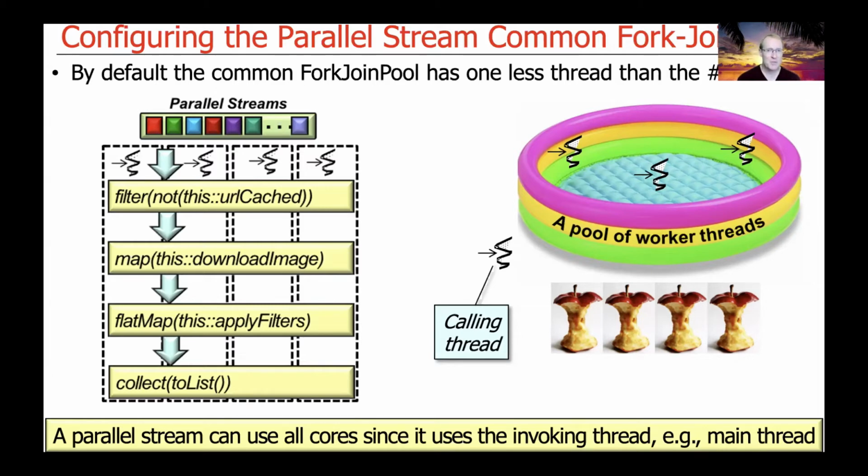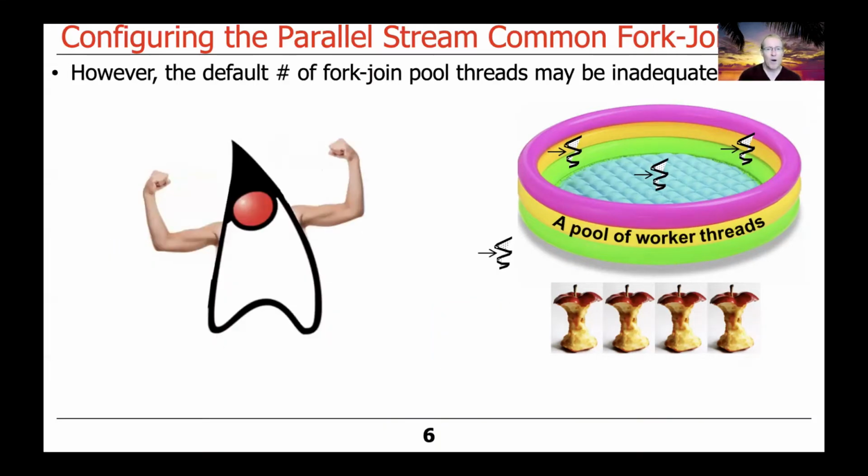So by default, the number of threads that'll be used to execute a parallel stream will be equal to the number of processor cores known by the underlying execution environment, the JVM, for example. But the actual size of the common fork join pool is always 1 less because the calling thread is borrowed when you run the terminal operation. A little confusing at first, but if you think about it for any length of time, you realize it's exactly what you want it to be. However, the default number of threads in the common fork join pool may be inadequate. Let's take a look at an example where that would be the case.